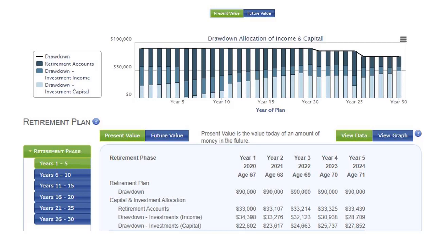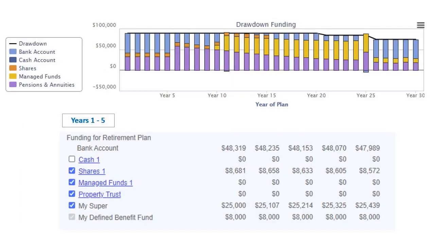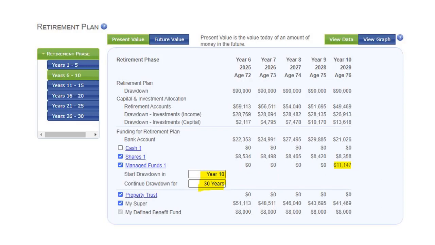It would be great to have sufficient income from your superannuation and investments to fund your entire retirement income, but most people will need to sell down assets over their retirement. The second graph is showing from which accounts the money is to be withdrawn. In the data view, you can access more detail. Look at the managed funds where the withdrawal starts in year 10. If you need to change that information, you can do it directly here rather than returning to the managed fund account.